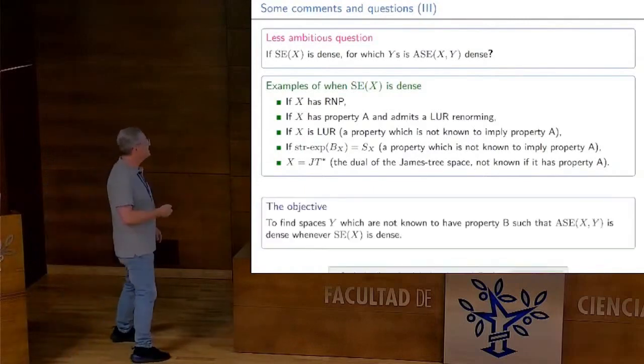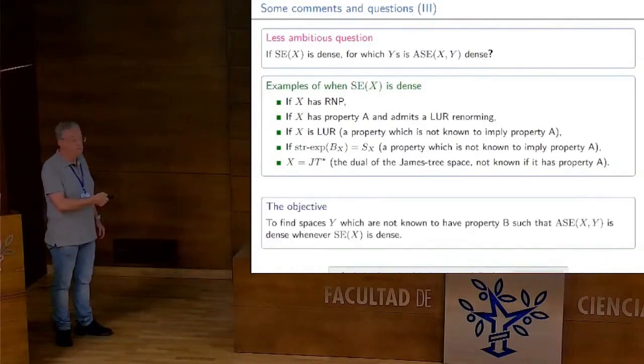Okay, so the objective is to find spaces Y, more interesting if we don't know whether these spaces Y have property B or not, so that the set of absolutely strongly exposing operators from X to Y is dense whenever the strongly exposing functionals on X are dense.